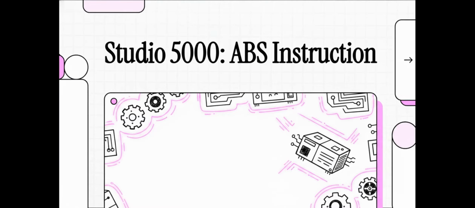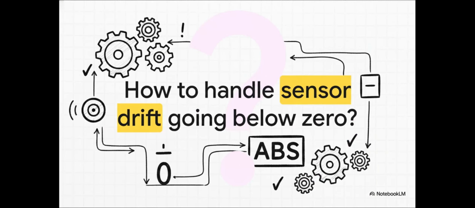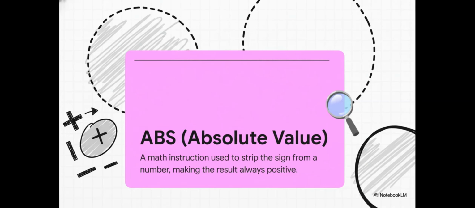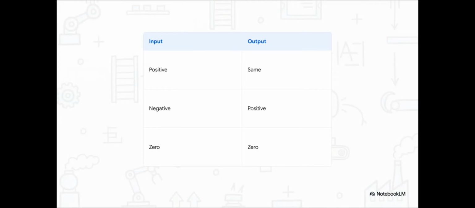Today, we're diving into Studio 5000 to completely demystify the ABS, or absolute value instruction. Imagine programming factory logic, and suddenly, sensor drift drops your values right below zero. So what do you do? That's exactly where ABS comes in. It's basically a math sign stripper, making sure your magnitude stays positive. Mechanically, it's totally foolproof. Feed it a positive, negative, or even zero input, and your output is guaranteed positive.